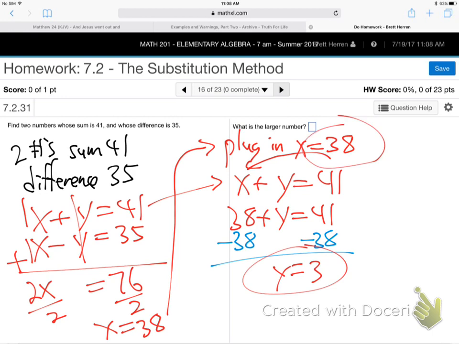So we got them. 3 and 38 are the two numbers we're talking about. They add to be 41, don't they? And their difference is 35. It's true, huh? Those are the two numbers. Are we good?